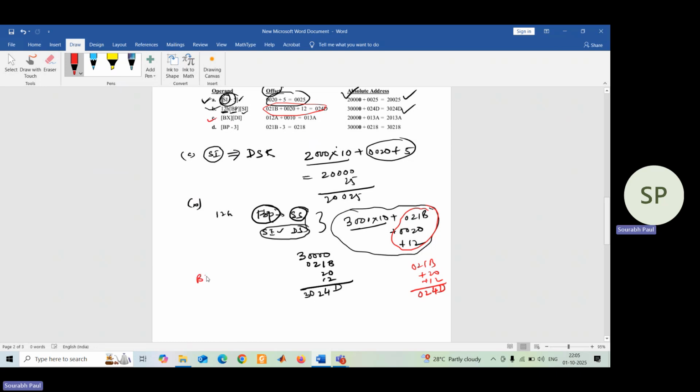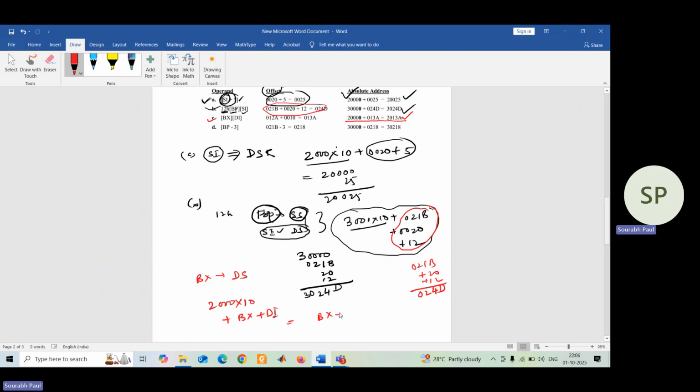Now BX is nothing but, if BX is there, it will indicate the data segment, and the corresponding register you need to take is given in the question as 2000. That has to be multiplied by 10 according to the physical address calculation formula, and it has to be added with BX plus DI. Okay, so the result will be this one. And how to calculate the physical address?